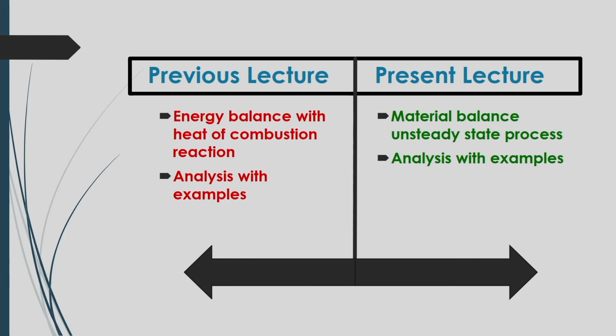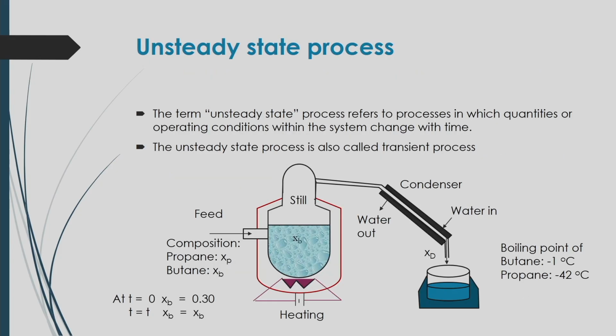In the previous lecture we discussed the energy balance with heat of combustion reaction, analysis with examples, but those balances were for steady state processes. But here I will do some material balance where the process will be unsteady state, and also describe it with examples. Now, what is an unsteady state process?